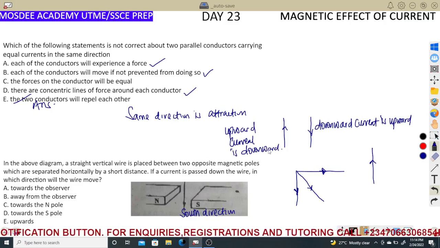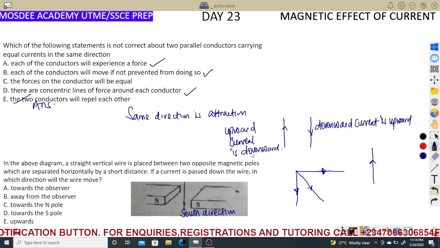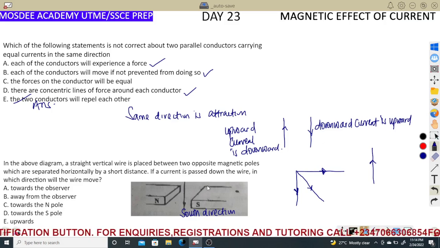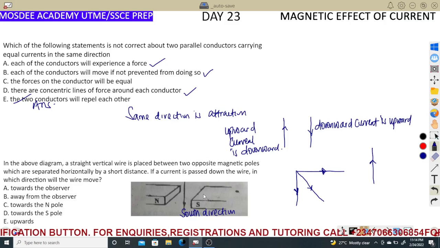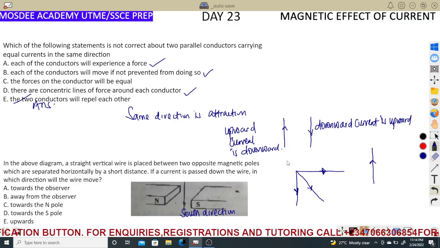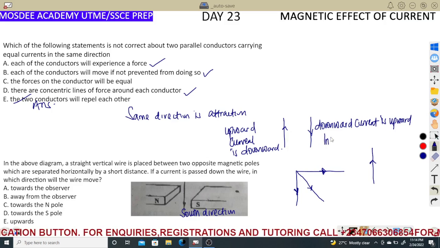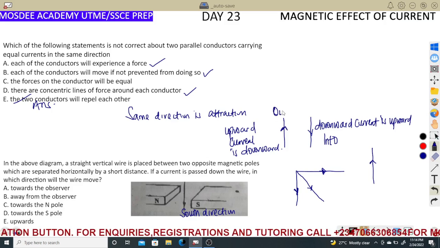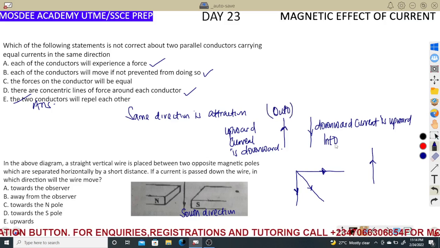So, talking about the direction of current, always keep that at the back of your mind, very important. Downward current is upward field, and upward current is downward field. So when we say current is downward, it means into. When we say current is upward, it means out of. This is the way we interpret that.